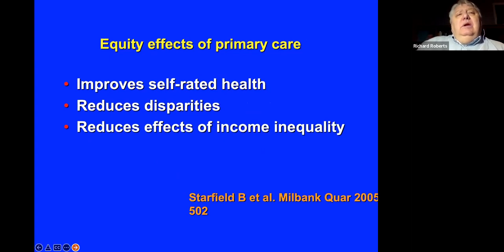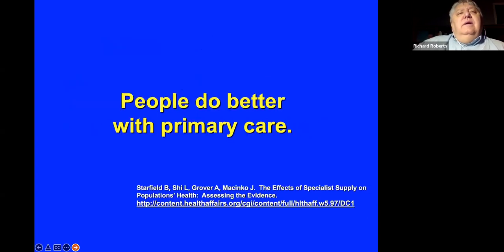We know that primary care has a huge effect on how people do. Their health is rated better, and the disparities between people, and even income inequality, are less when you have a primary care-based system. Next slide, please. And we know that ultimately people do better with primary care. Next slide.